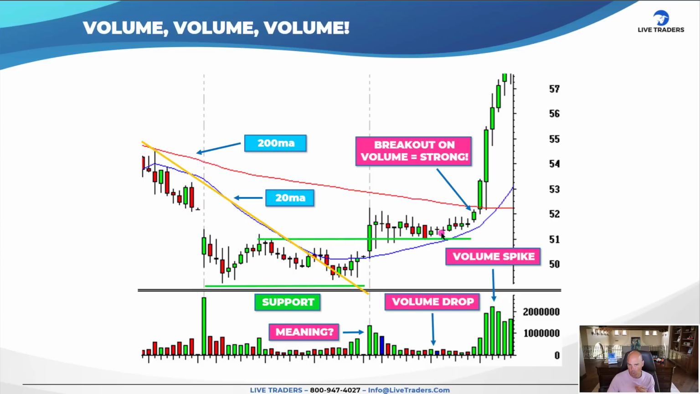What happens during this consolidation, which is now above the moving average? I get a huge volume drop. Huge volume drop. That's great. Taking a break. It's worked hard to get here. Take a break. Gets back towards the moving average. There's your buy signal. Look at the volume go, baby. Boom, boom, boom, boom.